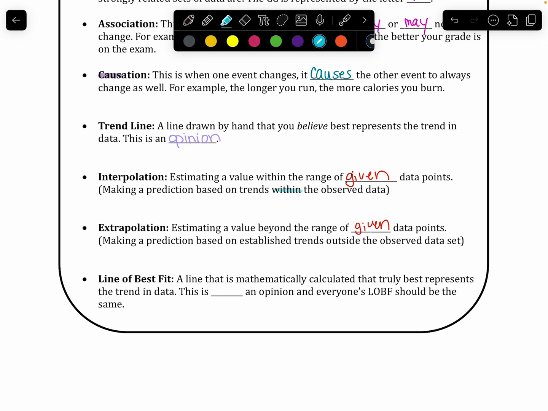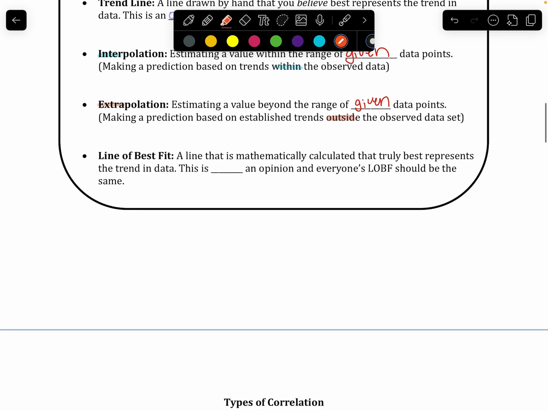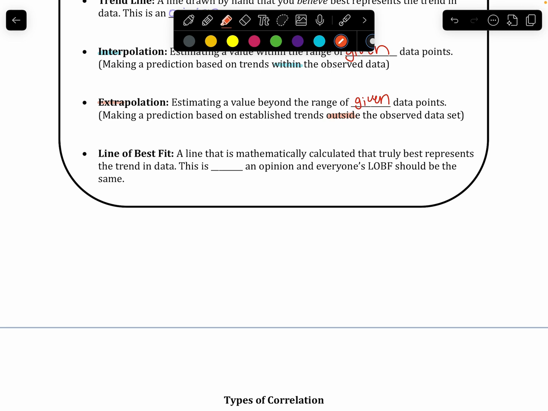This is making a prediction based on established trends that are outside of the observed data. So interpolation is inside or within, okay? And then extrapolation is extra, outside. And then line of best fit.